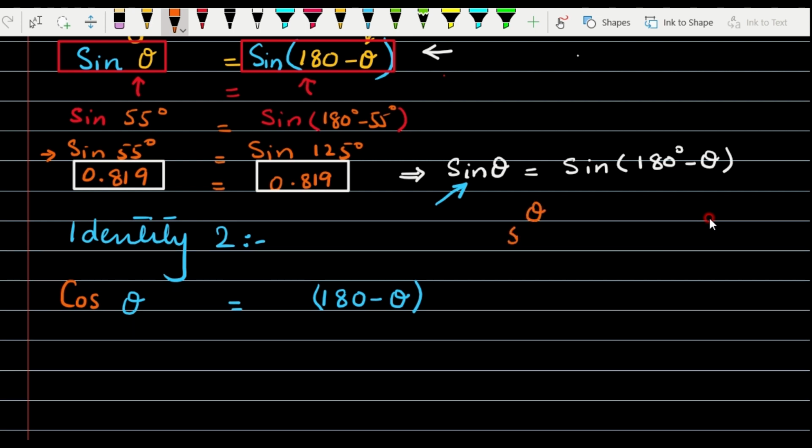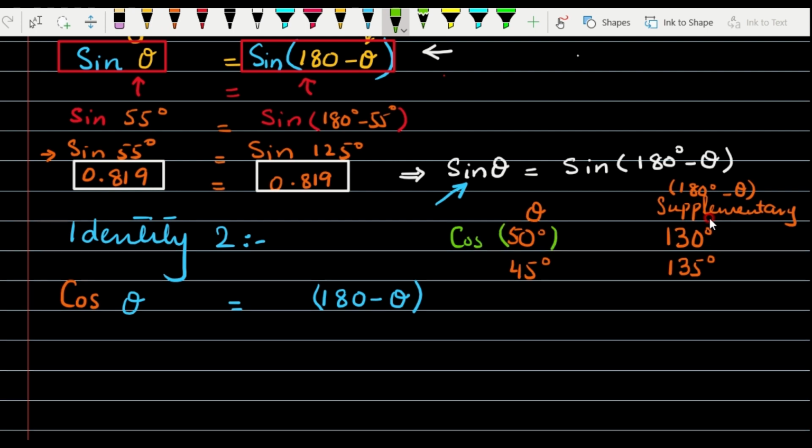For example, the angle is 50 degrees. What is the supplementary angle of it? It must be 130 degrees. And take 45 degrees. The supplementary angle of 45 degrees will be 135. To calculate the supplementary angle, I just subtract the actual angle from 180 degrees, like 180 minus theta.